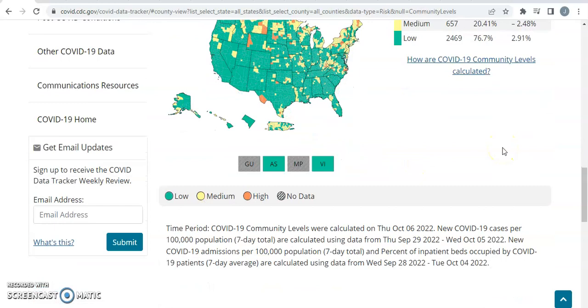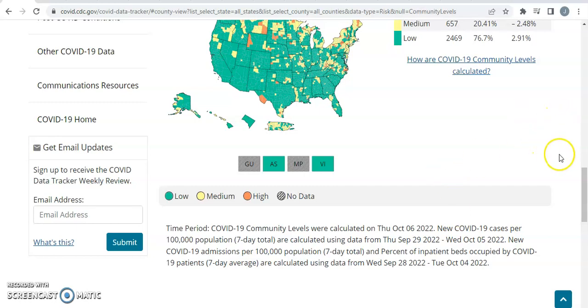Just what does this map mean? Okay, time period community levels were calculated on Thursday. New COVID-19 cases per 100,000, 7-day total, are calculated using data from the same period. New COVID-19 admissions per 100,000, 7-day total, and percent of inpatient beds occupied by COVID-19 patients, 7-day average, are calculated using data from Wednesday, September 28, 2022 to October 4th, 2022. So this map is not based on the spread of coronavirus, but more so the hospital admissions. So this is a different approach.